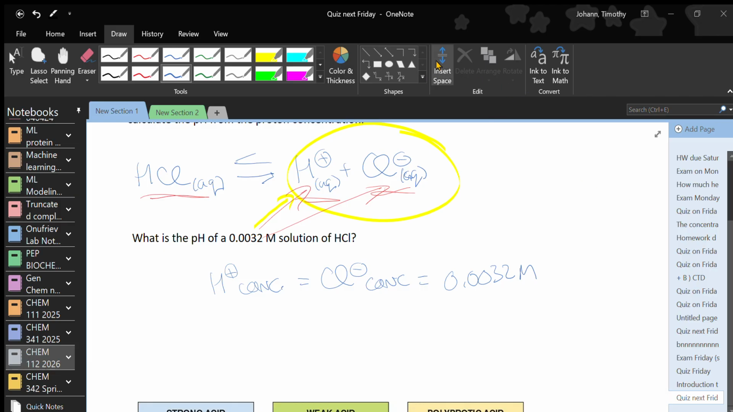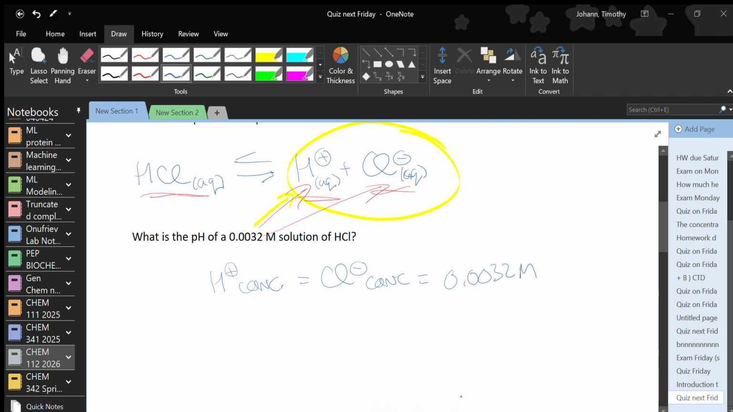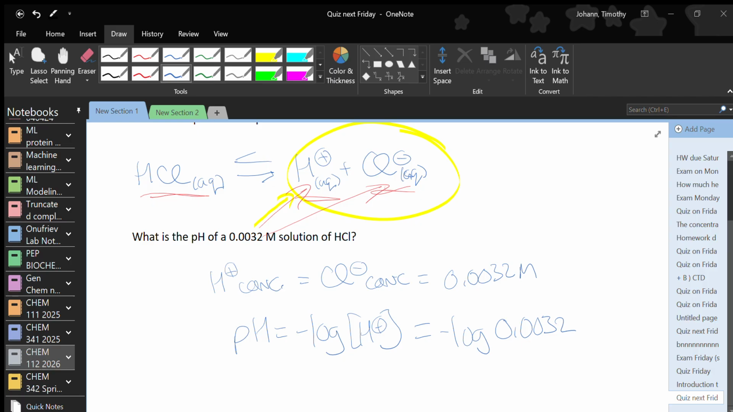Okay, so now I was asked what the pH was, though. So the pH is going to be equal to the negative log of the hydronium ion concentration, right? Which is equal to the negative log of 0.0032. And it's going to be something around pH 3 or 2 point something, 2 point something.